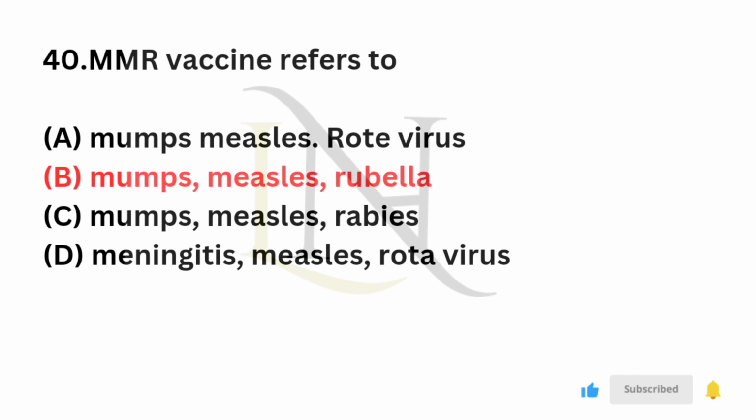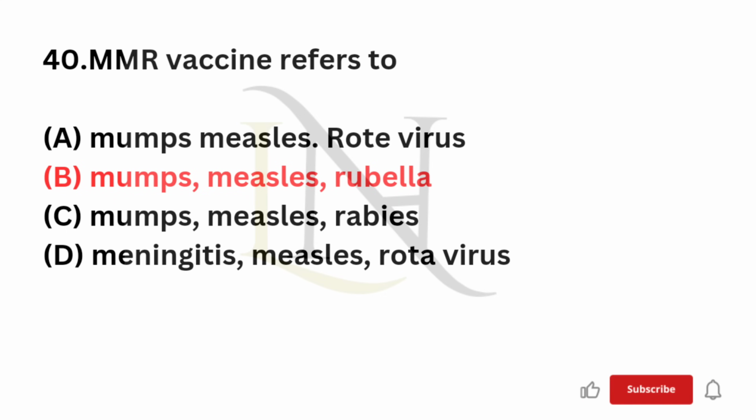So mumps causative organism is paramyxovirus. It's an RNA virus family. Mumps incubation period is 2 to 4 weeks, around 18 days. Complications include orchitis, oophoritis, pancreatitis and hepatitis, and meningoencephalitis and myocarditis. One more most important complication is sterility, which we see in males.